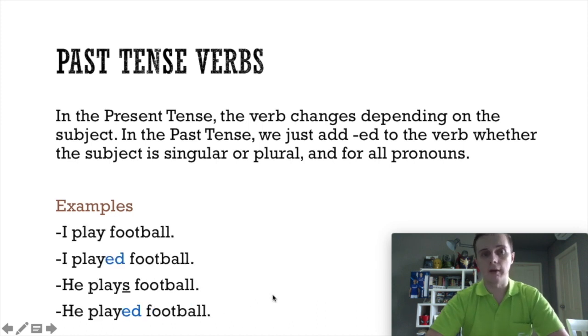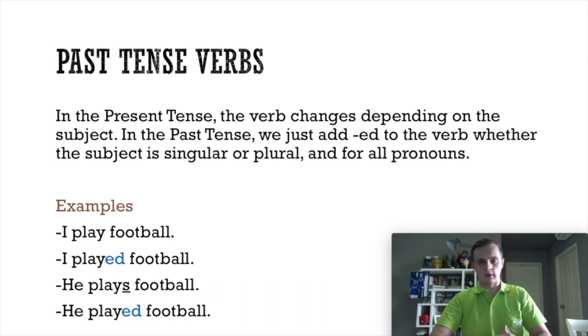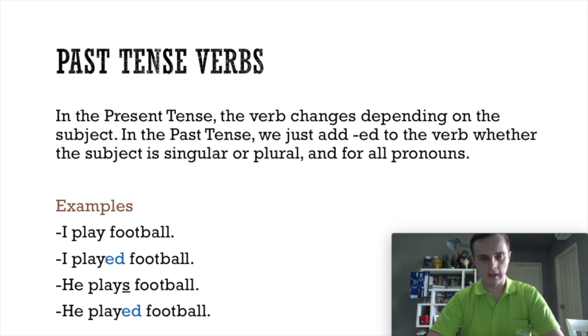Same with pronouns. I play football. For I, we did not need to change the verb. So I played football, we add ed to the verb play. For the pronouns he, she, and it, we had to add s to the verb. So he plays football. But in the past tense, we don't need to add s to the verb. We don't need to change the verb at all. We just add ed to make it past tense.